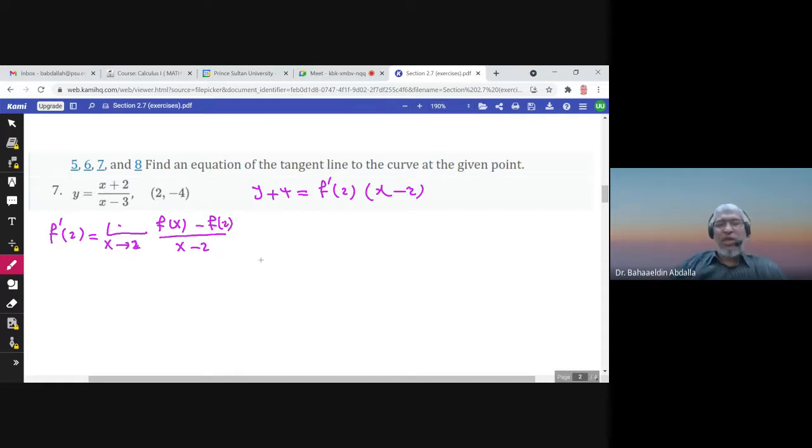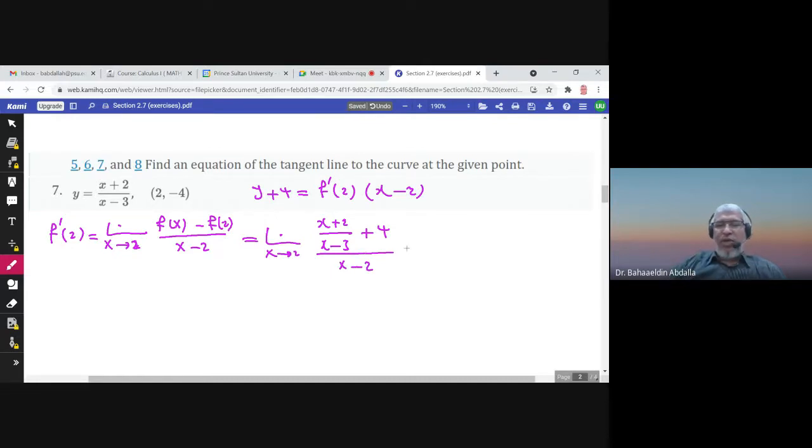Okay, this is the first definition. And for the second, I can take x minus 2 as h. All right, so it would be the limit as x approaches 2. What is f of x? It's x plus 2 over x minus 3, minus f of 2. Well, f of 2 is negative 4. So minus negative 4, or plus 4, over x minus 2.